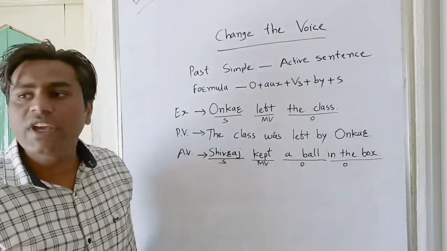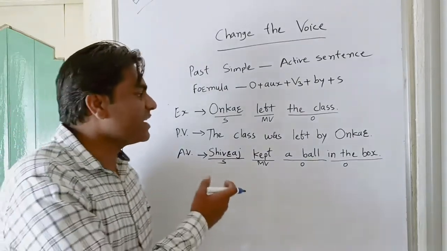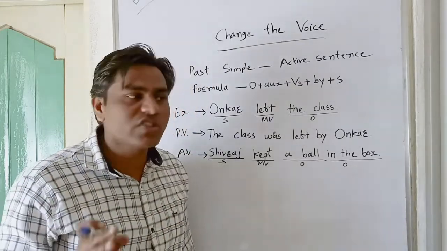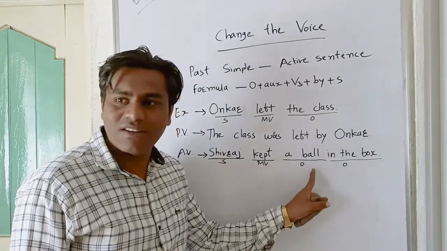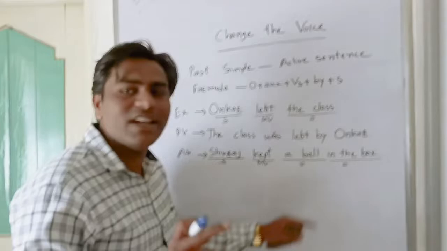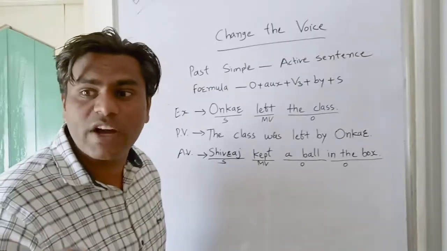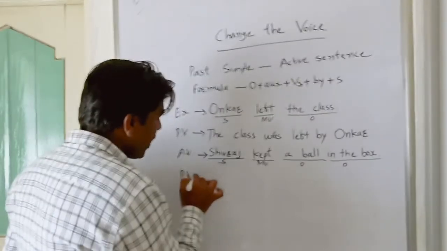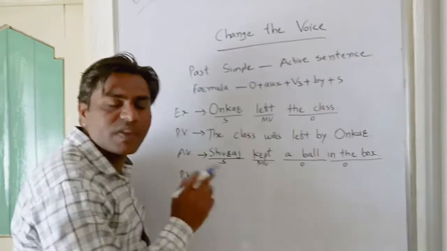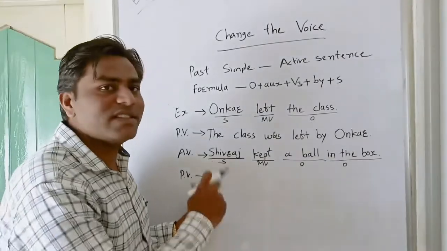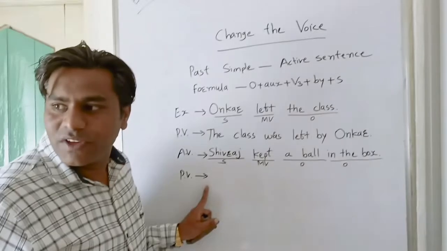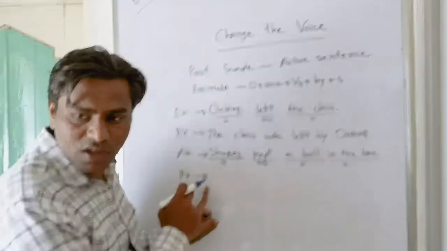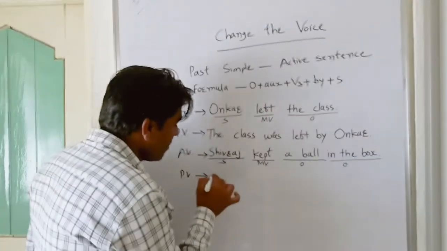Then when we want to transform this sentence into the passive voice, we have to use the direct object first. Which is the direct object? The direct object is this, a ball. So this object we have to write at the place of subject in the passive voice. PV means the passive voice. Now see, here is a ball. It is the object. So I write here, a ball.